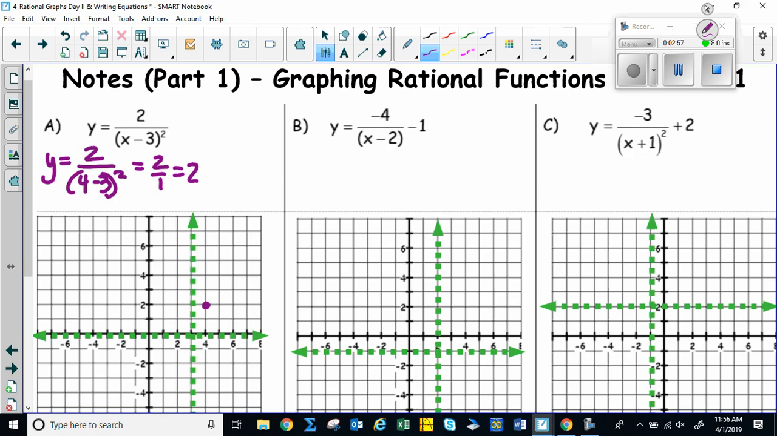All right. Now let's go 1 unit to the left of that vertical asymptote. So what's the value of x 1 unit to the left of the vertical asymptote? 2. So let me plug in a 2 to my equation here. So I have 2 over 2 minus 3 squared. So what's 2 minus 3? -1. What's -1 squared? +1. So I get the same value, y equals 2.